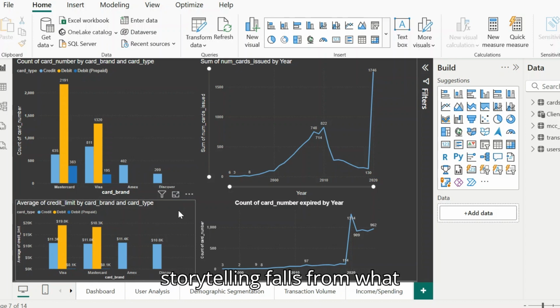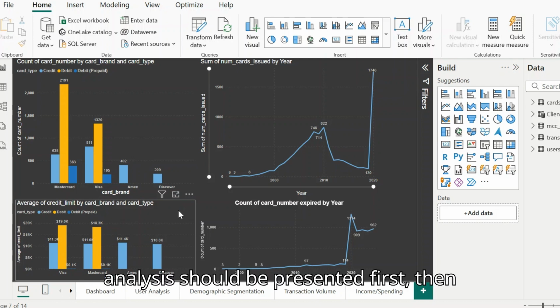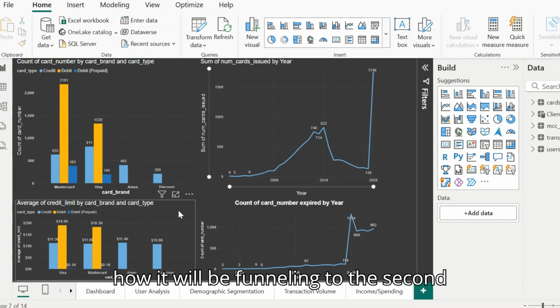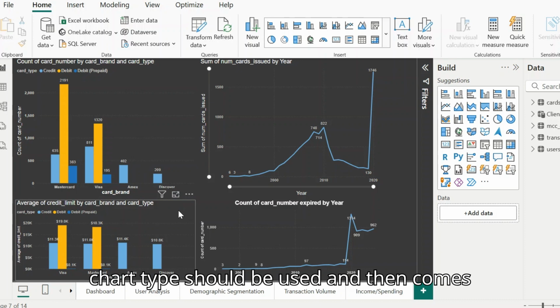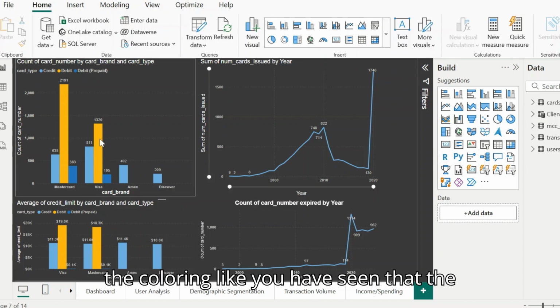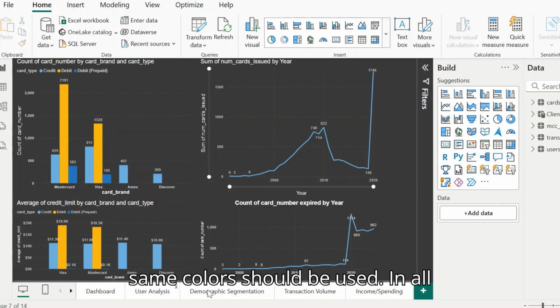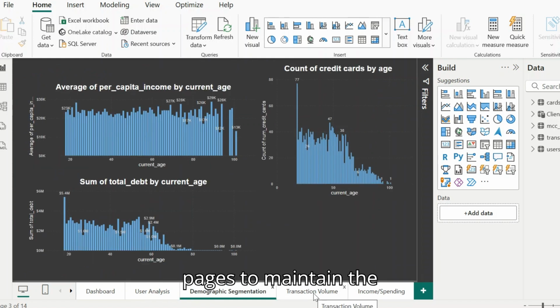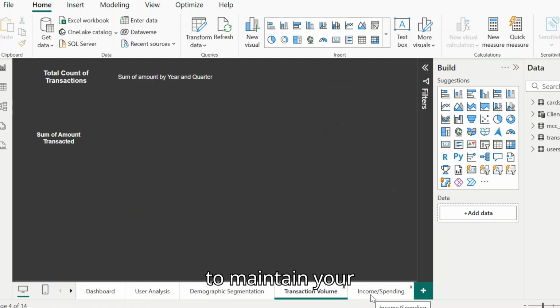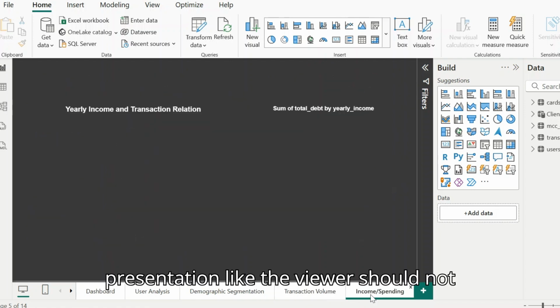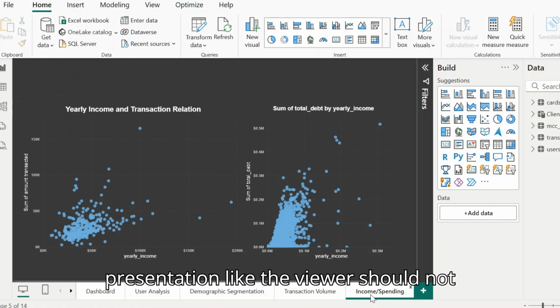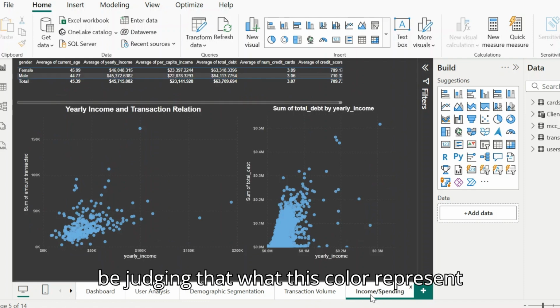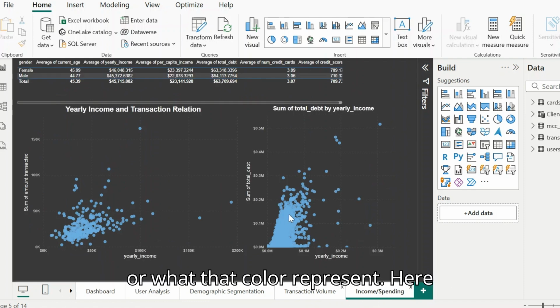Storytelling flows from what analysis should be presented first, then how it will funnel to the second analysis, then what chart type should be used, and then comes the coloring. You have seen that the same colors should be used in all reports or in all pages to maintain your presentation. The viewer should not have to judge what this color represents or what that color represents.